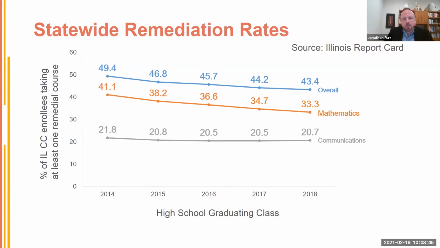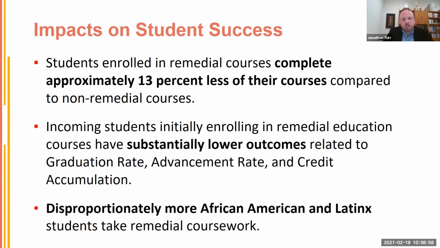And that's what Transitional English is really helping to address, those remedial rates as they relate to communication courses, those English 101 and English 102 courses that are provided at the college level. And the reason why we care about students enrolling in remedial coursework is we know that it has a negative impact on student success. This is shown by the data collected and analyzed by the state: enrolling in remedial coursework leads to students completing less of their courses compared to their non-remedial peers. They have substantially lower outcomes in areas such as graduation rate, advancement rate, and credit accumulation. And also, as we look at the equity goals for the state, this is disproportionately impacting African-American and Latinx students, who are disproportionately enrolled in remedial coursework, more so than their white peers.